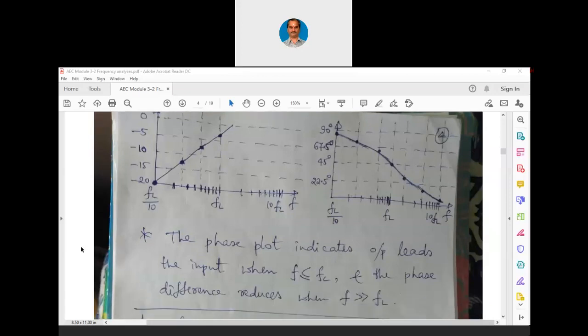Now the phase plot indicates output leads the input when f is less than or equal to fL, and the phase difference reduces when f is much greater than fL. That we have already seen earlier also.